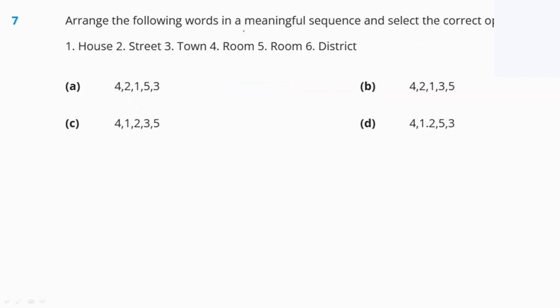Next, arrange the following words in a meaningful sequence and select the correct option. House, street, town, room, and then district. Okay, now what is the right answer for this? First is room, then the house, then comes the street, then comes the town, and finally comes the district. So 4, 1, 2, 3, 5. Option number C is our correct answer for this question.